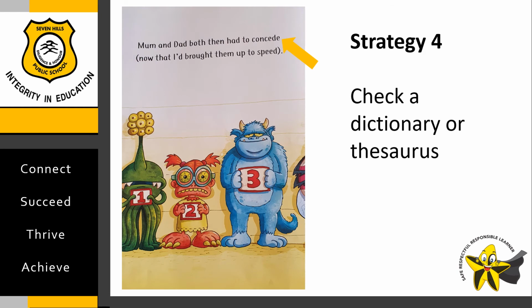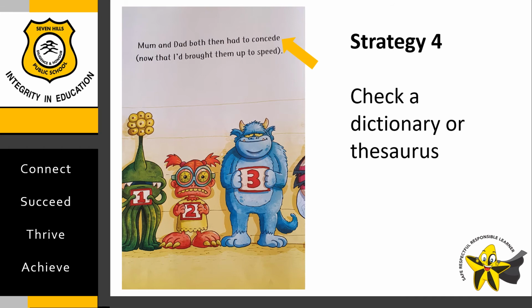Right, let's have a look at the next strategy. Sometimes, and particularly as our texts get more difficult, the pictures don't necessarily lend themselves to giving us a clue to what a word means. And this is especially true when those boys and girls, particularly in years 3 to 6, start to move into chapter books where there aren't too many pictures. And you have to draw on your knowledge of what's happening in the story. And if you can't do that, what do we do next?